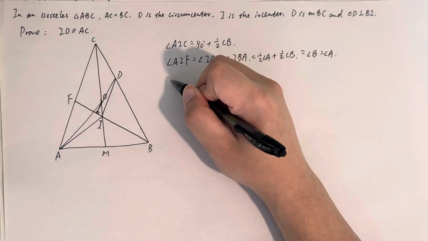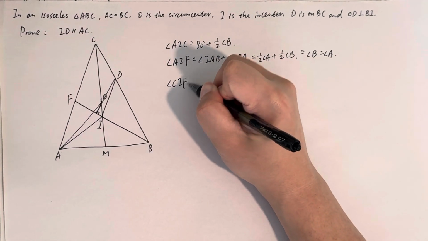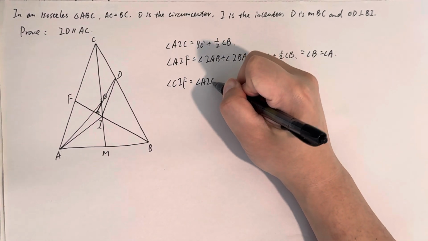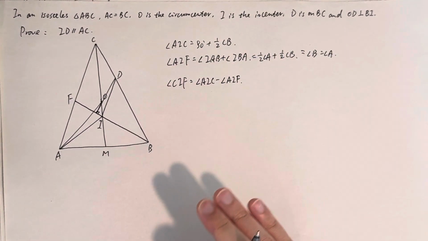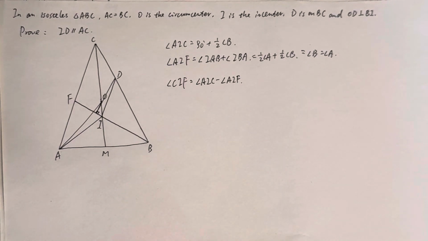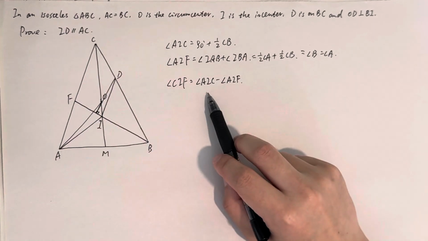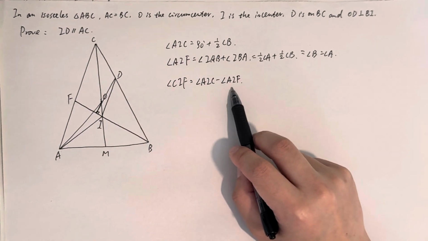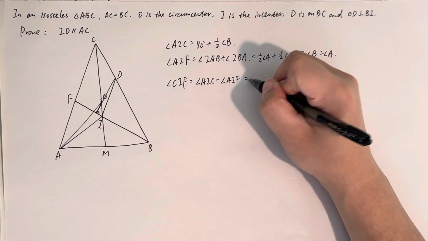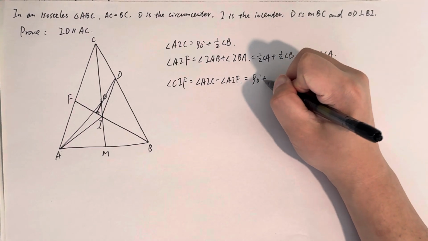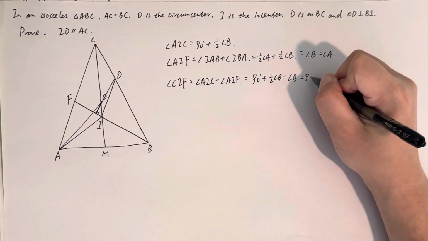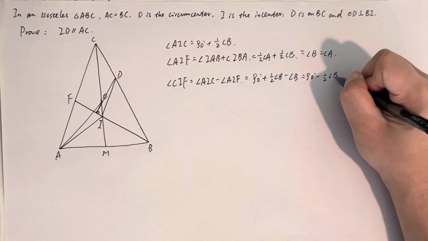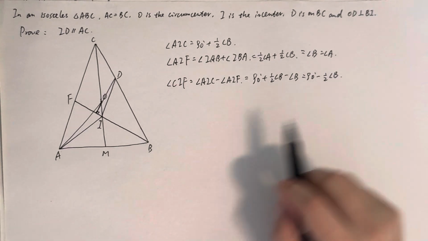So angle CIF equals angle AIC minus angle AIF. What I'm doing here is trying to find all the angles related to the point I, right? So angle CIF equals angle AIC minus angle AIF, which equals 90 degrees plus half of angle B minus angle B, which equals 90 degrees minus half of angle B. Right, that's angle CIF.